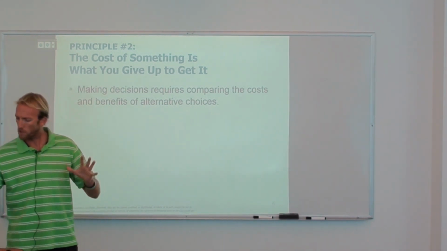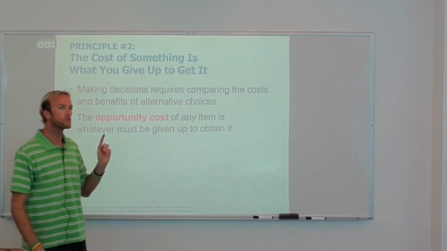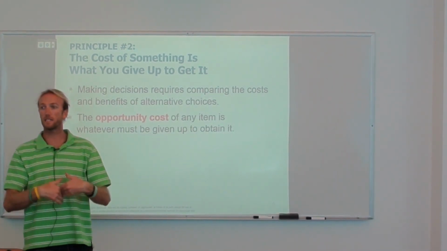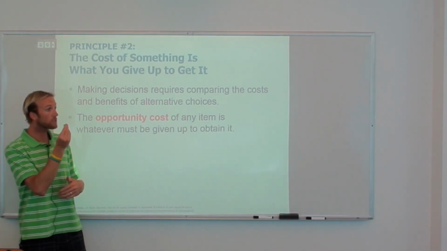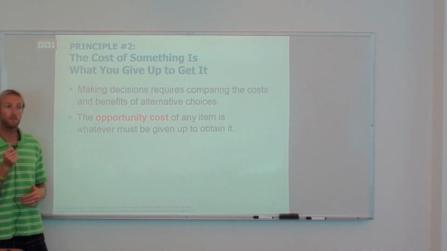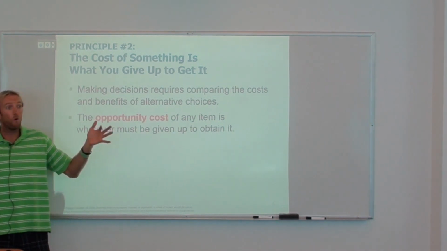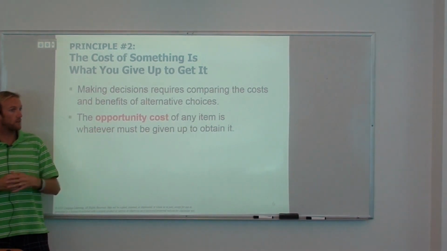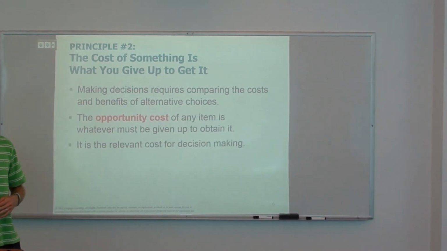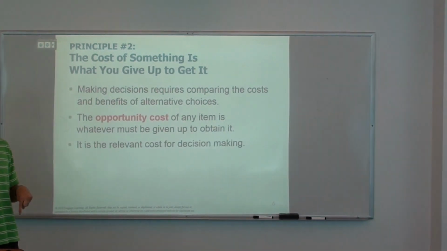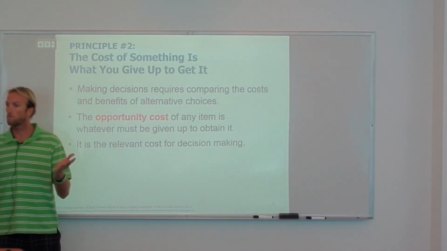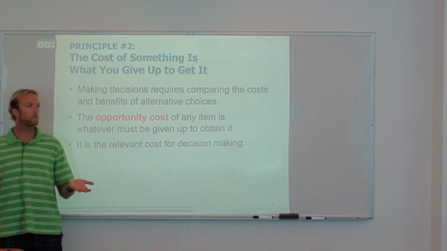So when you think of all of the costs together, that's called the opportunity cost. It's the sum total of everything you have to give up to get something. The actual dollar cost, the sticker price at the store, is part of the opportunity cost, but it's not the whole entire thing. It's everything that you have to give up to get it. And so that's the important cost in this class when we're talking about deciding which outcome.